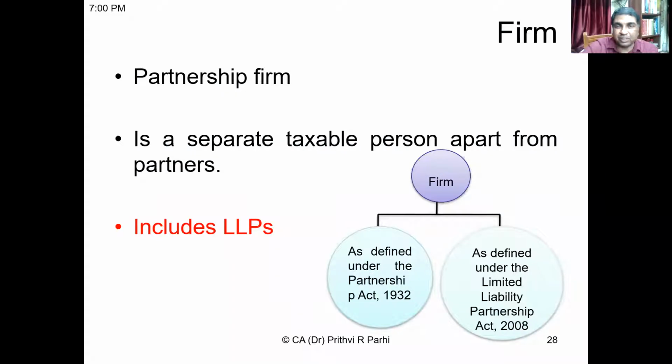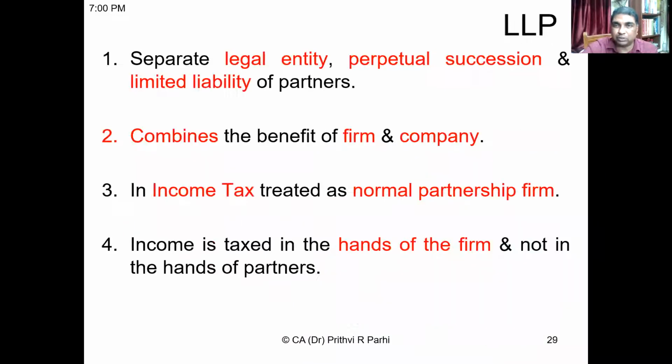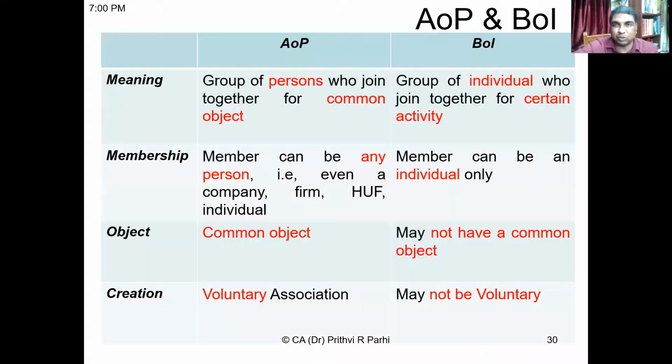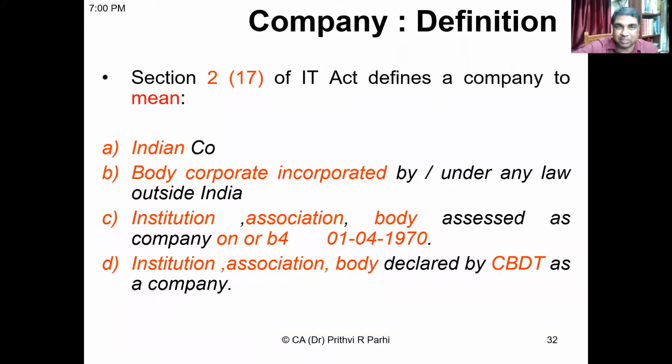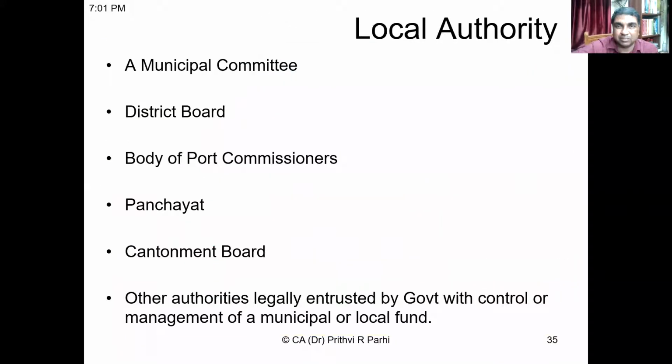Then firm refers to partnership firm. It includes limited liability partnerships also. What is AOP, BOI? That is association of persons or body of individuals. These differences also we had discussed. The meaning of company under the Companies Act as well as under the Income Tax Act, we had discussed this thing.